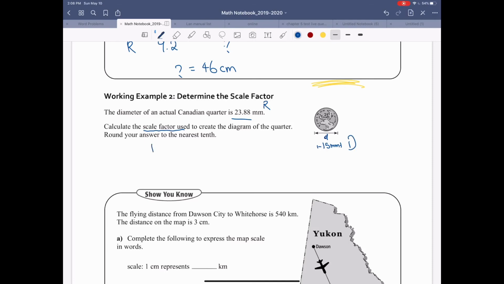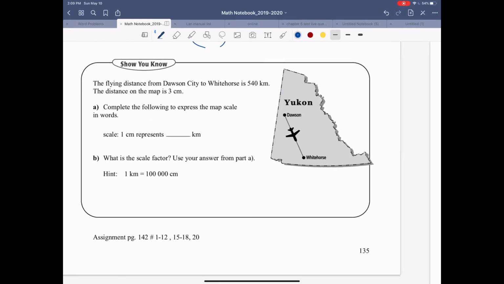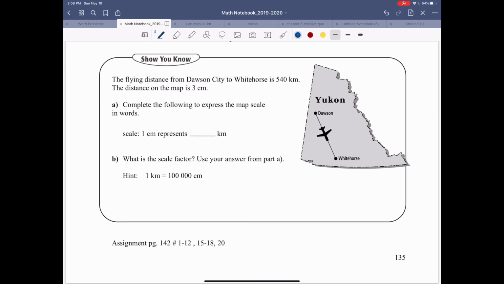Diagram versus real: the measurement of the quarter in the diagram is 15 millimeters, and the actual is given to you, which is 23.88 millimeters. You can calculate that it equals 1.6, or 1 over 1.6. That will be your scale. Great, that's done.